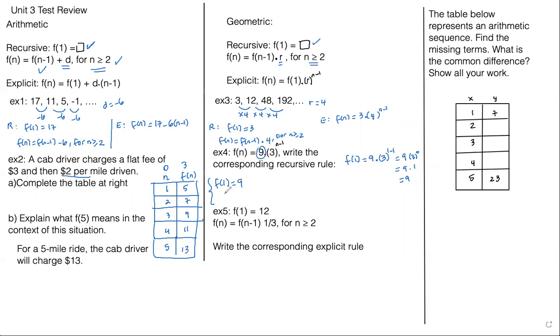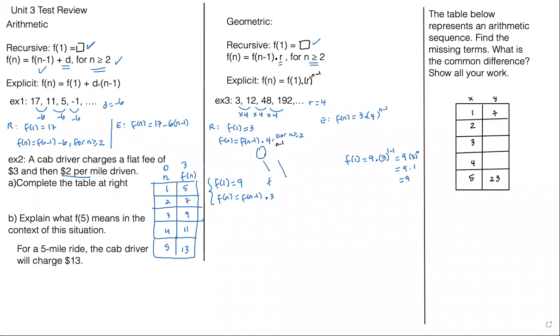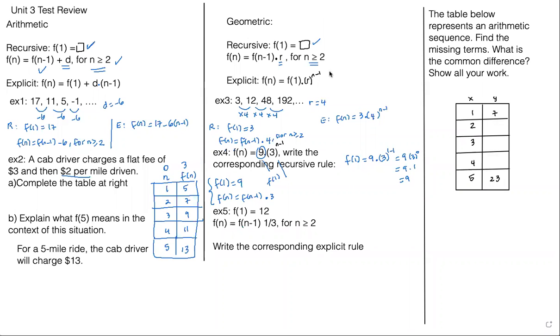And then f of n, remember we're doing recursive, is equal to f of n minus 1, and then what are we multiplying by? We're multiplying by 3. Remember, in this formula, this 9 here is your f of 1, and the 3 is your common ratio. So again, f of n equals f of n minus 1 times 3, for n greater than or equal to 2. Don't forget that part, right?